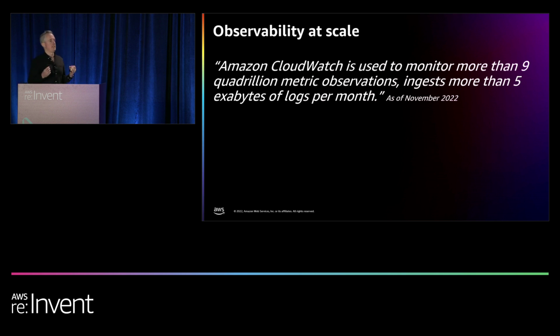Now, if you're like me, I know comprehending such numbers of enormous scale is difficult, but a quadrillion has 15 zeros after it. Another way to think about it is, this month, the world's population passed a significant milestone. We have over 8 billion people on Earth. So if you were to evenly allocate metric observations across every person on the planet, CloudWatch would have over 1 million observations per person on the planet per month. So it's a pretty mind-blowing scale.